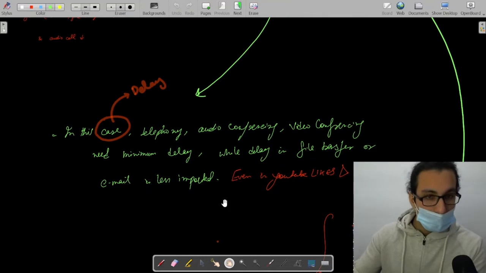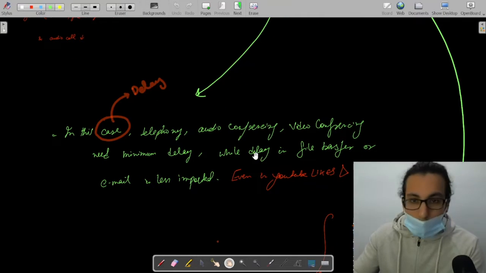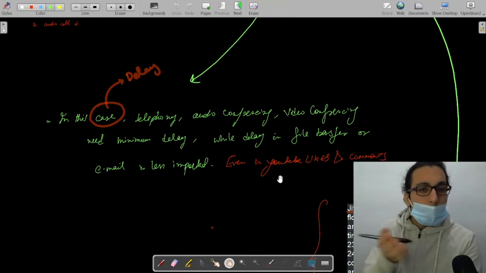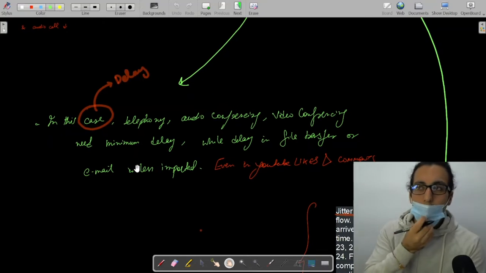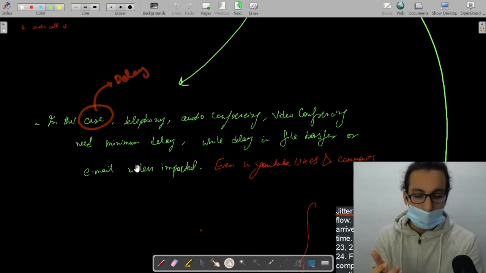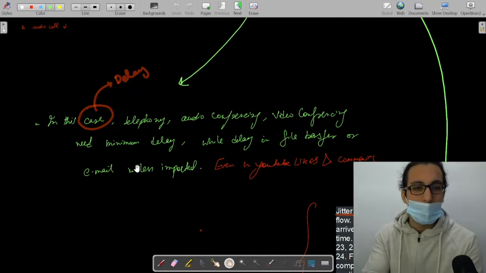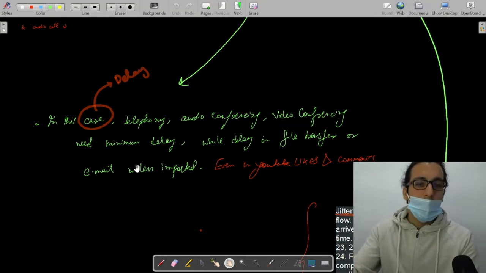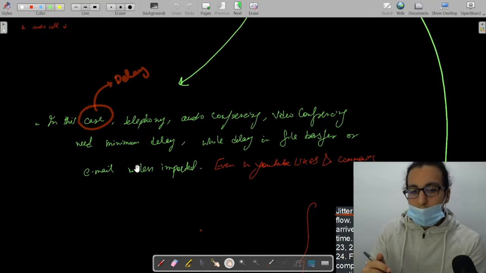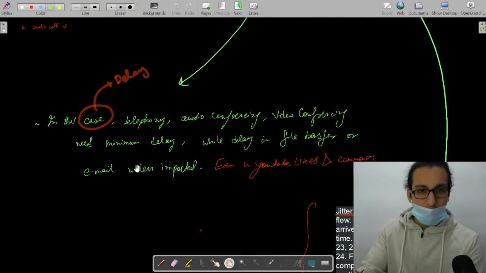In this case, telephony, audio conferencing, and video conferencing need minimum delay, while delay in a file transfer or email is less important. When we are talking to someone, there should not be any delay in the talk. And when we are transferring a file or an email, even if it takes time, it's okay.